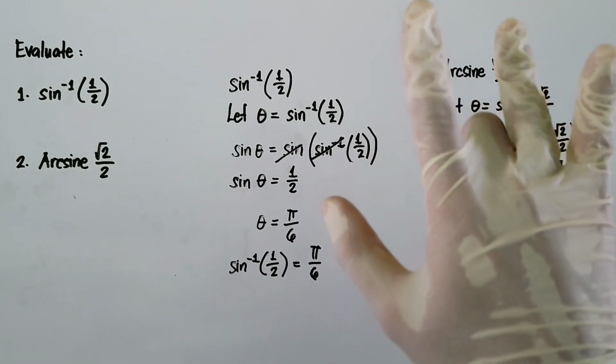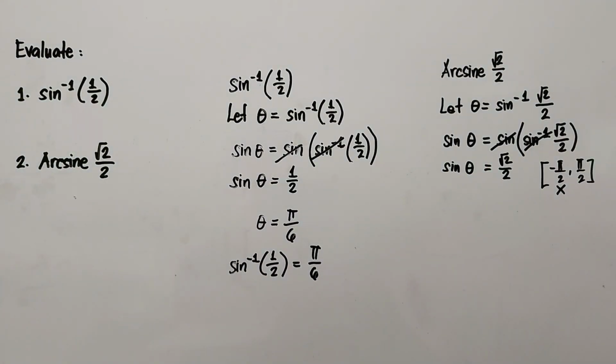So our reference angle is 45 degrees. And what is 45 degrees in radian measure in quadrant 1? That is pi over 4. Thus, the value of arc sine square root of 2 over 2 is pi over 4.